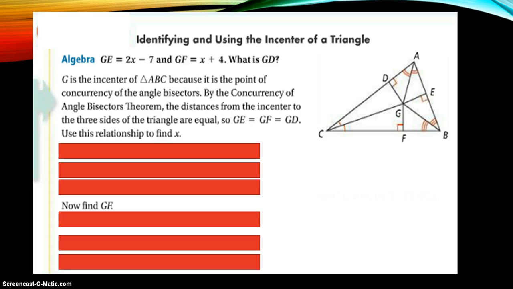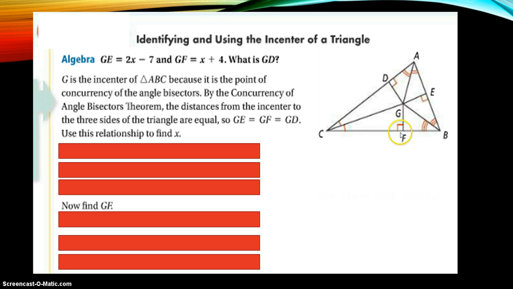So just to do one more example, in this problem we're going to be finding the incenter and using it. I'm telling you the length of GE is represented by the expression 2x minus 7, and that GF is represented by the expression x plus 4, and what we want to do is find the length of GD. So what we know is that G is the incenter because that's the point of concurrency of our angle bisectors, and by the theorem that we just discussed, the distances from the incenter to the sides of the triangle are equal. So GD is equal to GE, which is equal to GF.